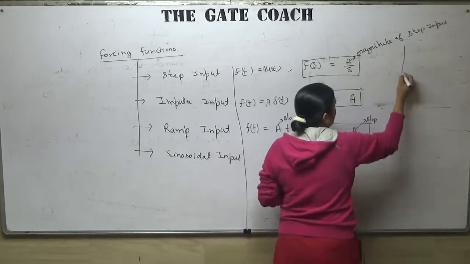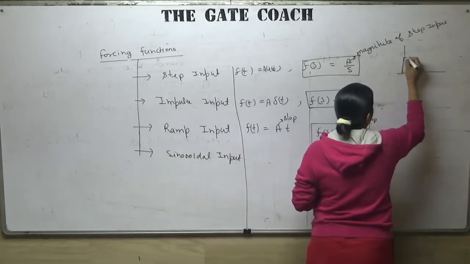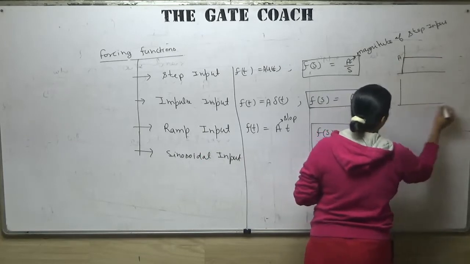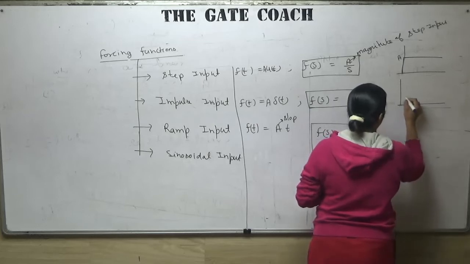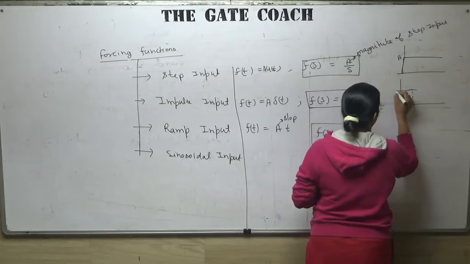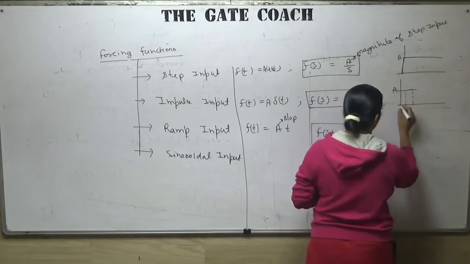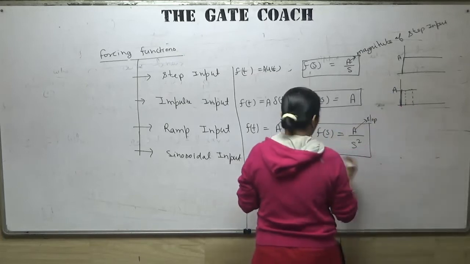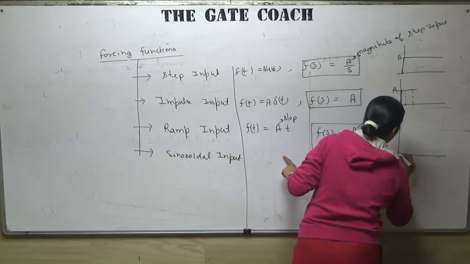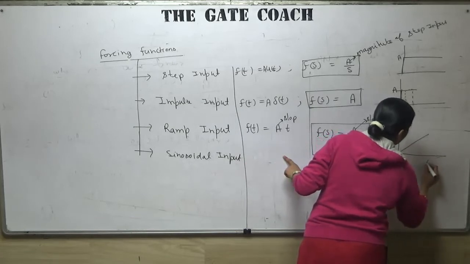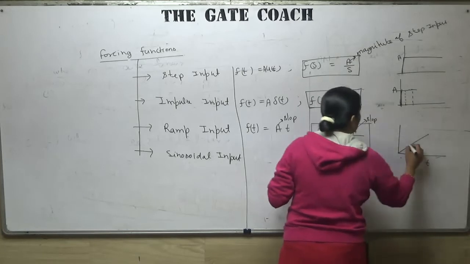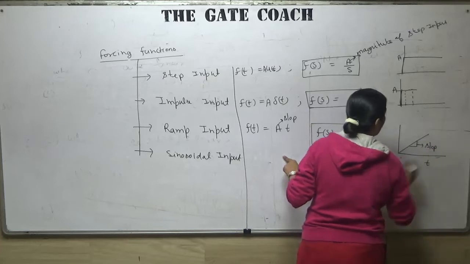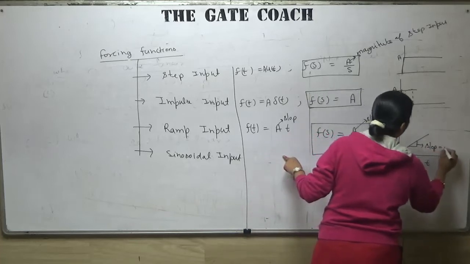If we go graphically, the step input is represented like this, and this is the magnitude A. The impulse input will go at some finite time like this, so this is the magnitude of your impulse A, or we can say it is a single line. For the ramp input, the graph rises linearly with respect to time. This is the slope of your ramp input that we have denoted here by a.